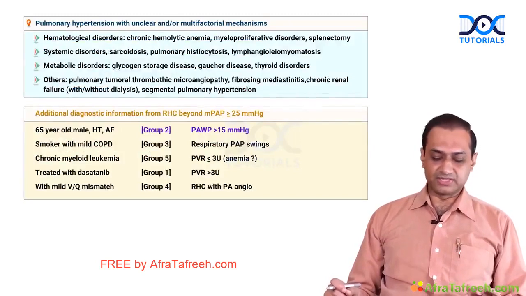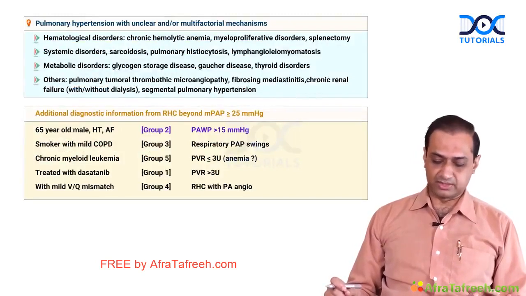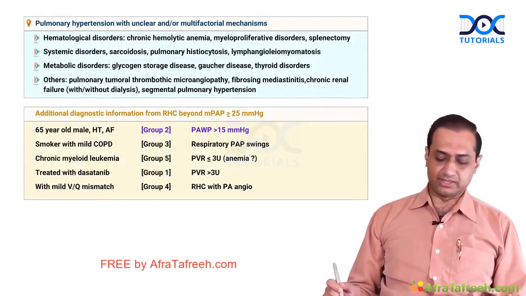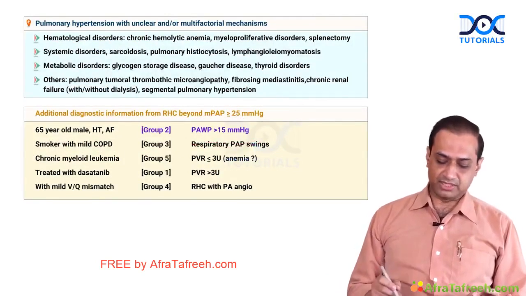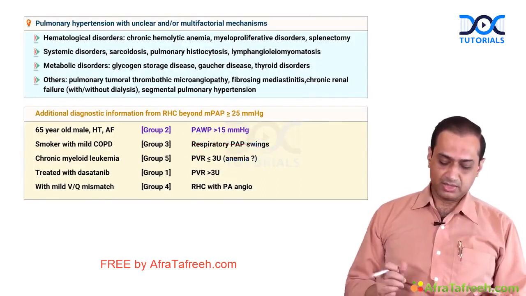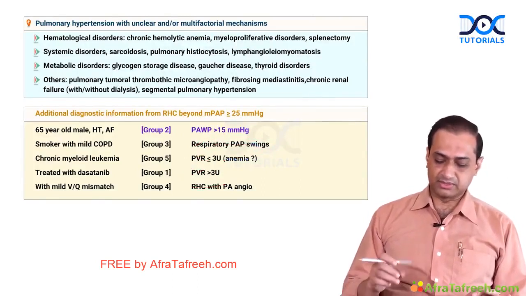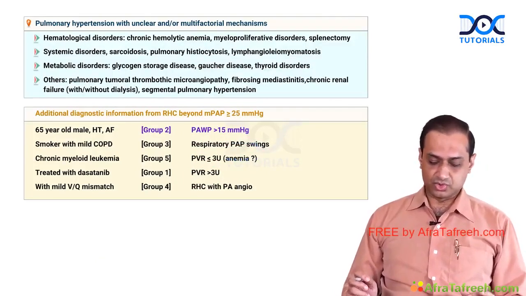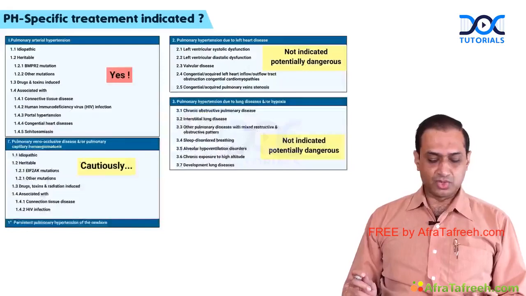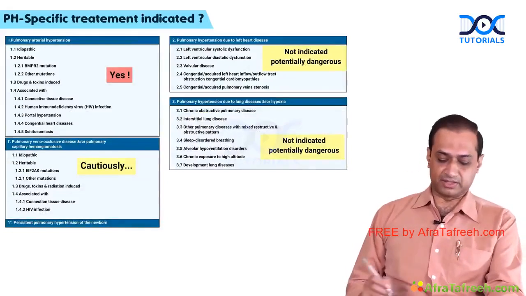Hematological disorders, systemic disorders, metabolic disorders, multifactorial disorders: additional diagnostic criteria will include, for group 2, wedge pressure more than 15; for group 3, respiratory swings, or PVR elevated in CML or with dasatinib. So, these are some of the examples where you will have to do certain other tests to confirm and rule out the same. So, again, another example, PH specific indicated therapies.